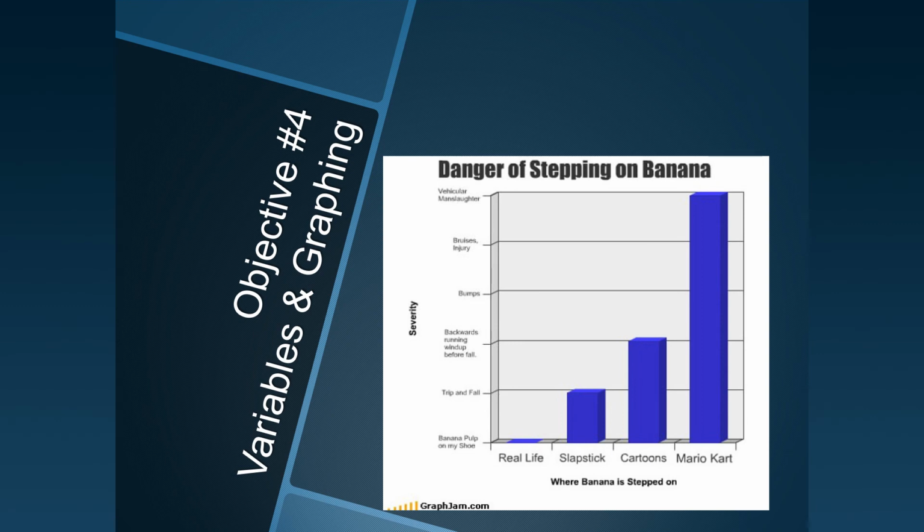So using the acronym DryMix, we can remember that the dependent is on the y-axis, so in this case it's severity. Independent is on the x-axis, and in this case it's where the banana was stepped on.